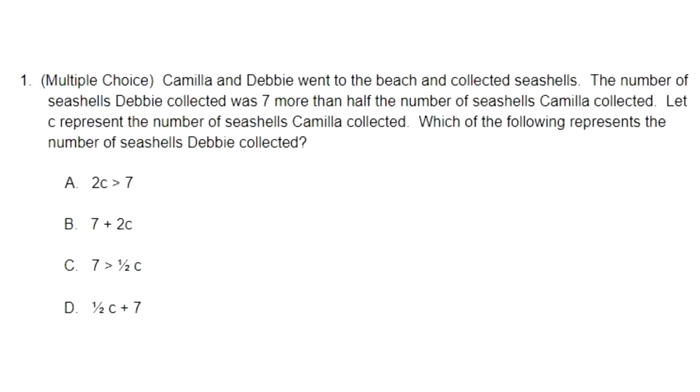Number 1 says, Camila and Debbie went to the beach and collected seashells. The number of seashells Debbie collected was 7 more than half the number of seashells Camila collected. Let C represent the number of seashells Camila collected. Which of the following represents the number of seashells Debbie collected?